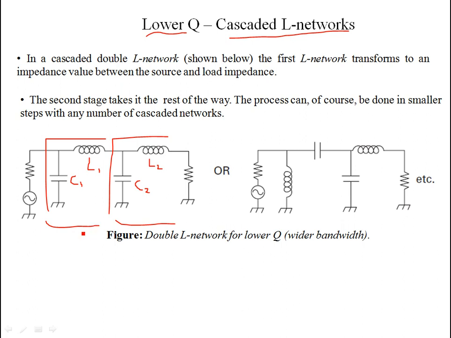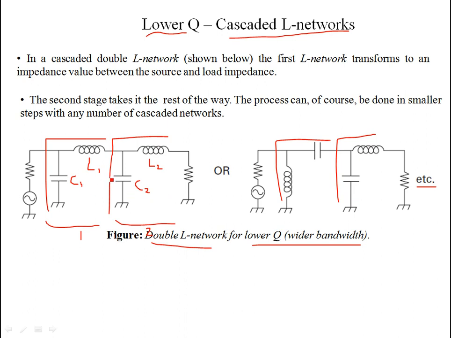Let's call this the first section. This is your second section. So this is a double L network for lower Q or wider bandwidth. This could be the other way around as well. It doesn't matter if you have an inductor or a capacitor over here, and then a capacitor, inductor. So it could be a combination. It could be all inductors, it could be all capacitors. You can make those combinations with the non-resistive or reactive elements.